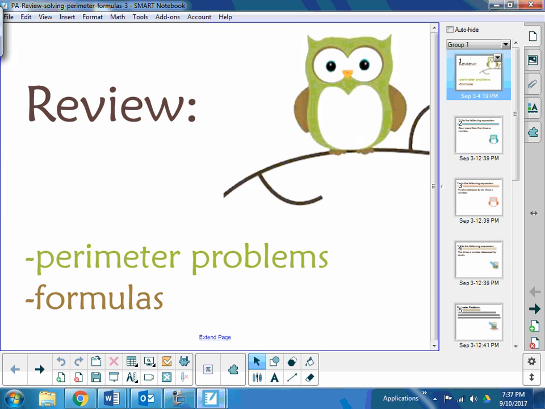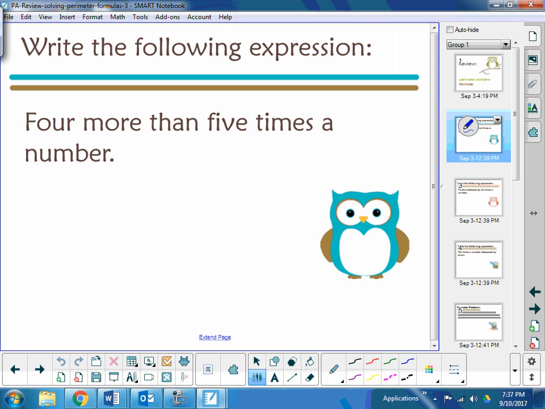Okay, so we're going to quickly review for a quiz. Looking through your papers from last week, I've noticed some common things that we're not understanding, so I want to start out with just reviewing some expressions. So we're just going to write an expression to represent 4 more than 5 times the number. So you can do this right on your notes with me. So follow along with the notes, do this with me.